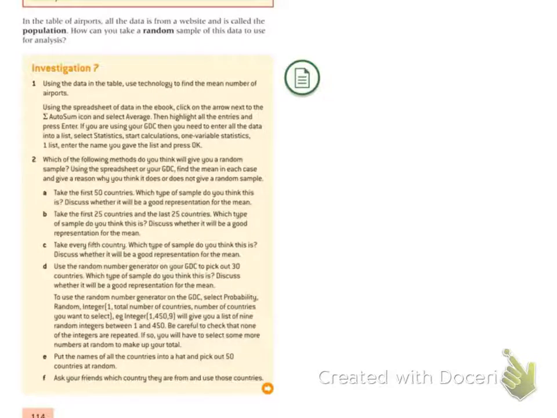But as we start to go through here, it says, which of the following methods do you think will give you a random sample, using the spreadsheet or your graphing calculator device? Find the mean in each case and give a reason why you think it does or does not give a random sample. So we're not even going to find what it is, because to find what they are is to actually put your plan in action. So if you said take every other country, then you would take the values of every other country, and then you can plug it onto a new list and find it.